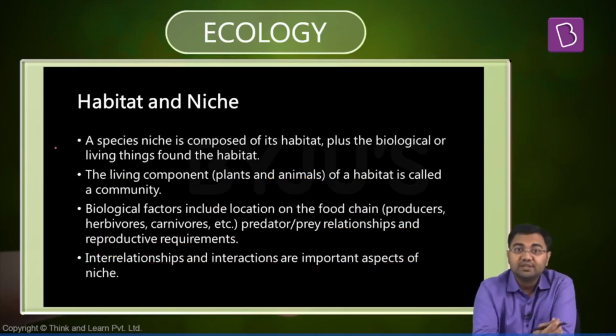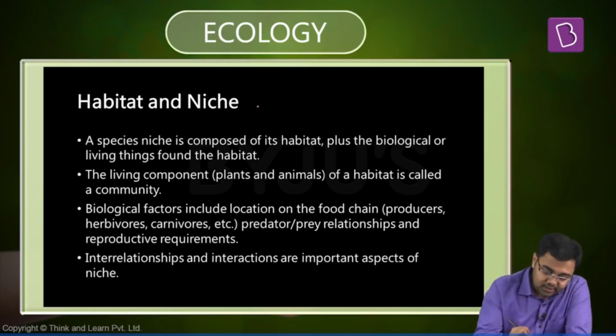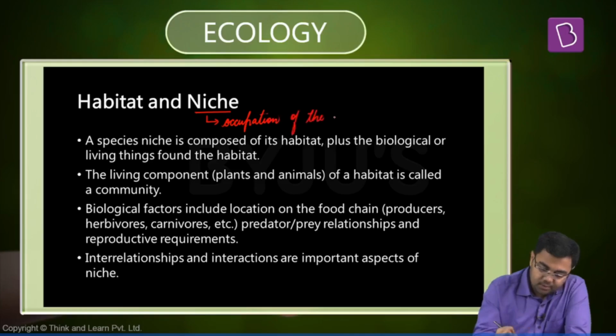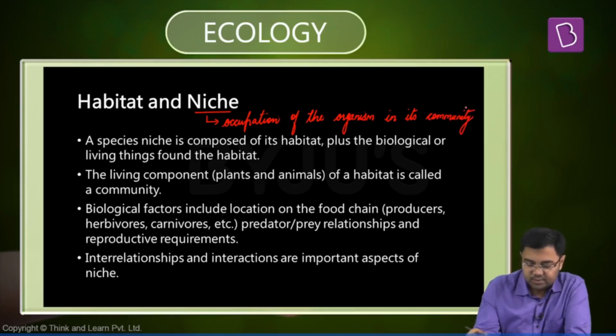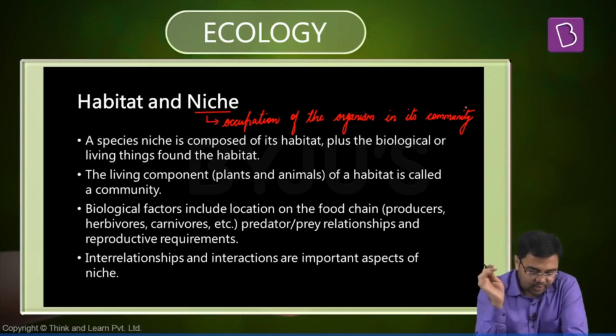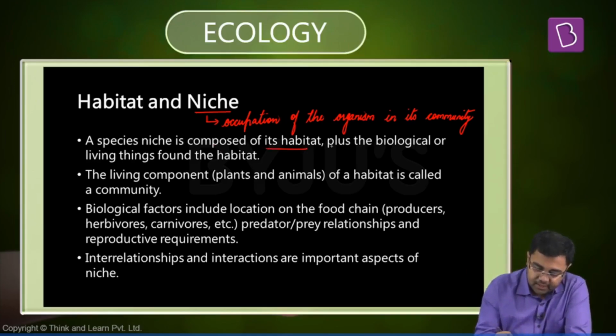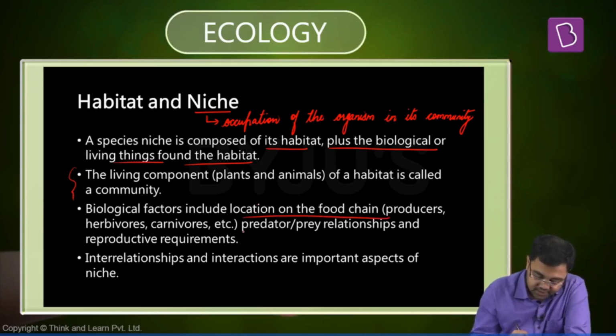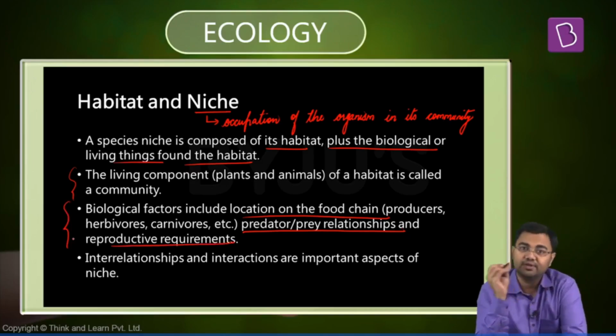Coming to the next concept, which is niche. First of all, niche, as we discussed, we are not just talking about the natural surrounding, but we are talking about the occupation of the organism in its community. So this is what niche can be said to be. A species niche is composed of its habitat plus the biological or living things found in the habitat. The living component of a habitat is called a community. The biological factors include location on the food chain, predator-prey relationship, and reproductive requirements that that particular individual has.